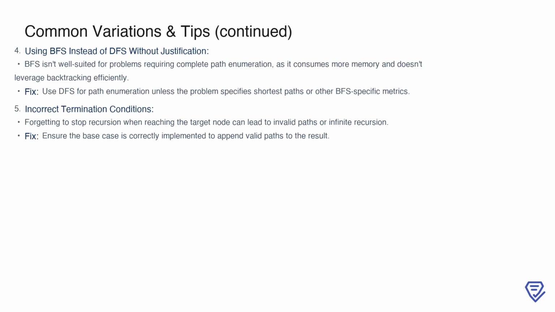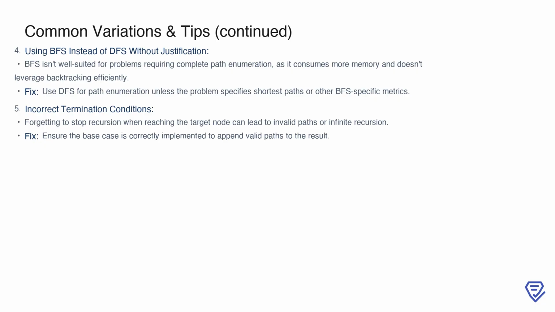Now, let's continue with additional mistakes to avoid. Using BFS instead of DFS without proper justification is a common error. While BFS is useful for finding shortest paths or specific metrics, it's not optimal for exhaustive path enumeration as it consumes more memory and doesn't leverage backtracking. DFS is generally the better choice here. Always select the algorithm that aligns with the problem's requirements.